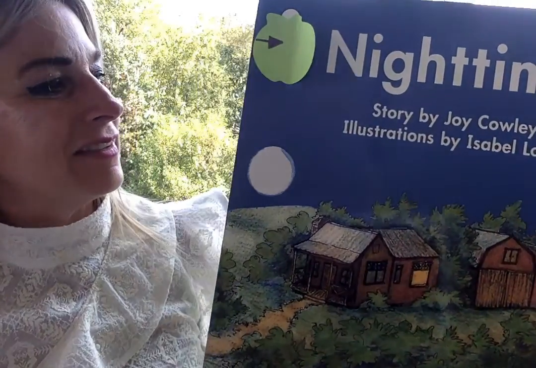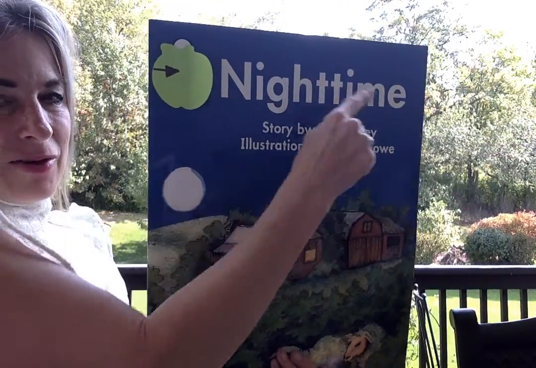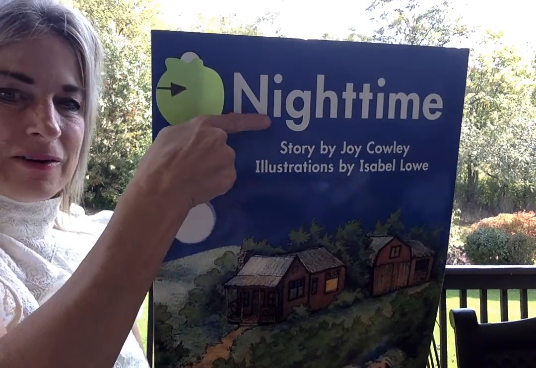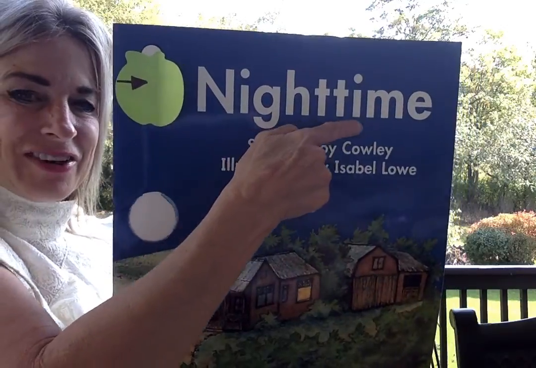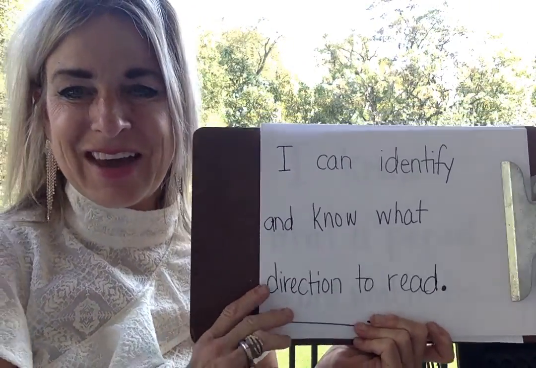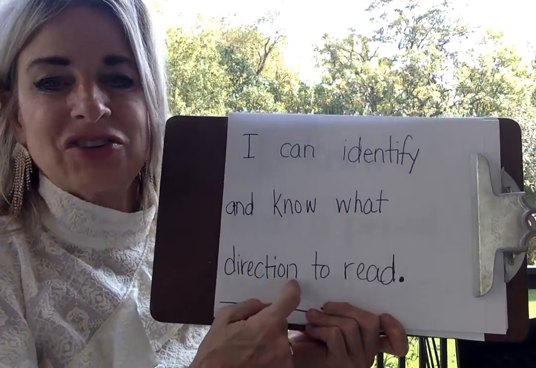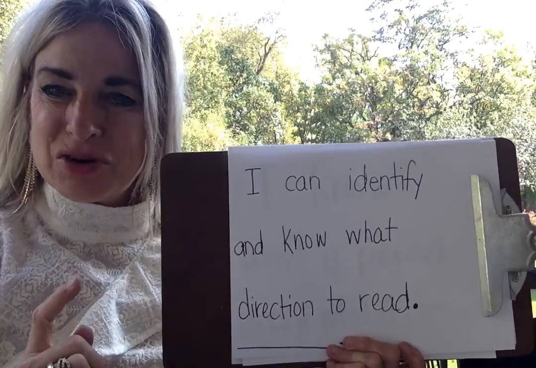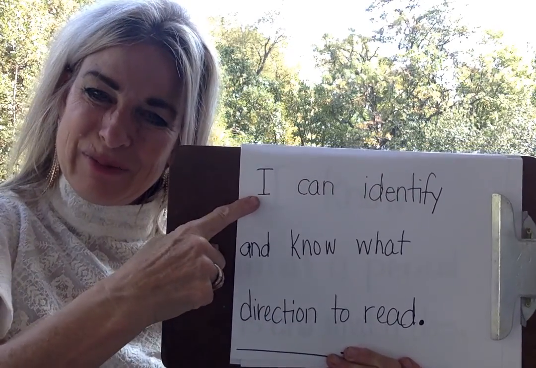So boys and girls, remember when you're reading, which direction do we read? That way. Put your finger in front of the first letter. Turn it this way. And you'll know you go this direction. Repeat after me. I can identify, and know, what direction to read. Show me, everybody at home. That way. Here's my first word on the page.